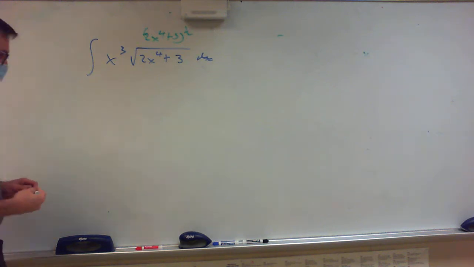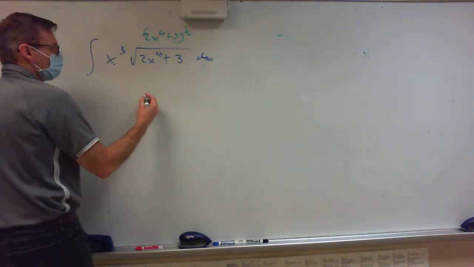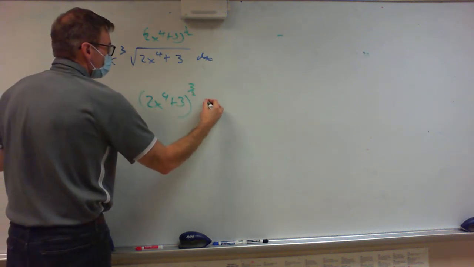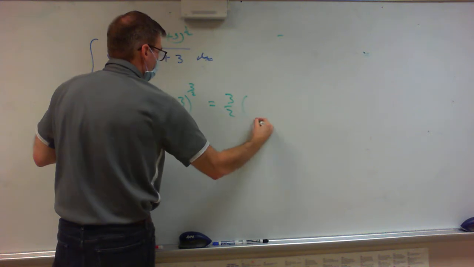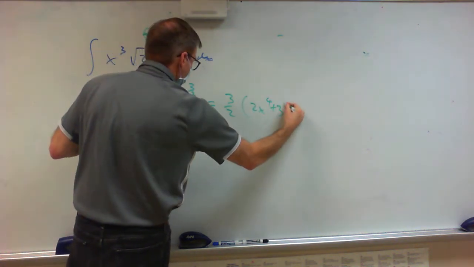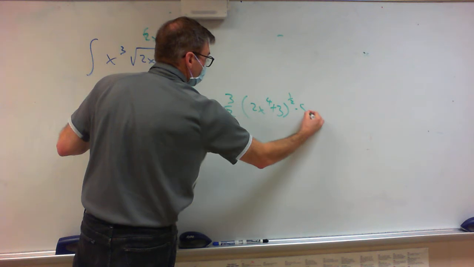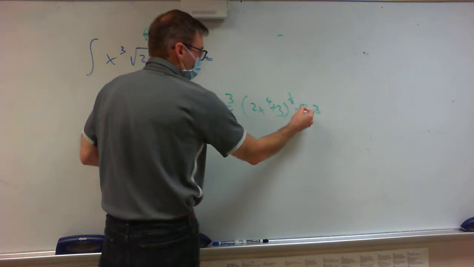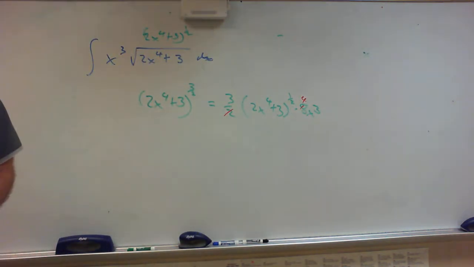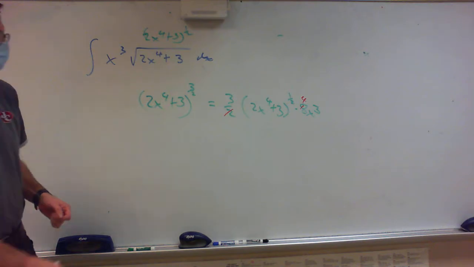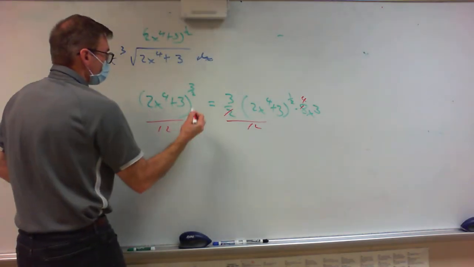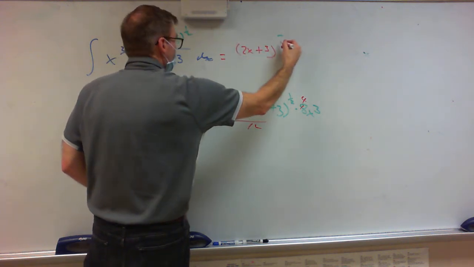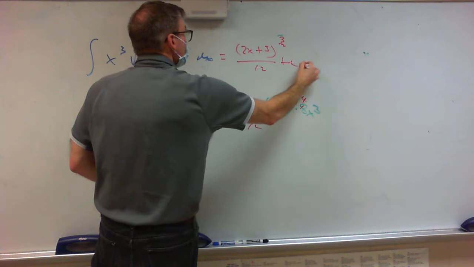Everybody got it? So my guess is going to be 2x to the fourth plus 3 to the 3/2. I take the derivative of that, and I get 3/2 times 2x to the fourth plus 3 to the 1/2, times 8x cubed. And that makes it another 4. What am I off by? Everybody see we're off by 12? So I divide this by 12. This gives me 2x to the fourth plus 3 to the 3/2 all over 12, plus c.